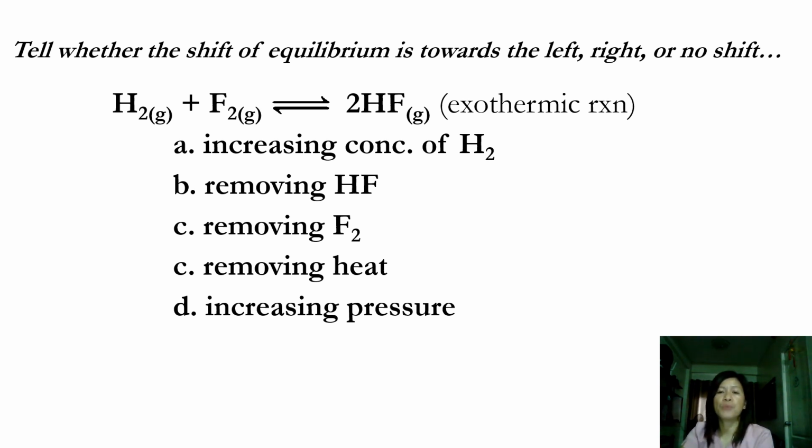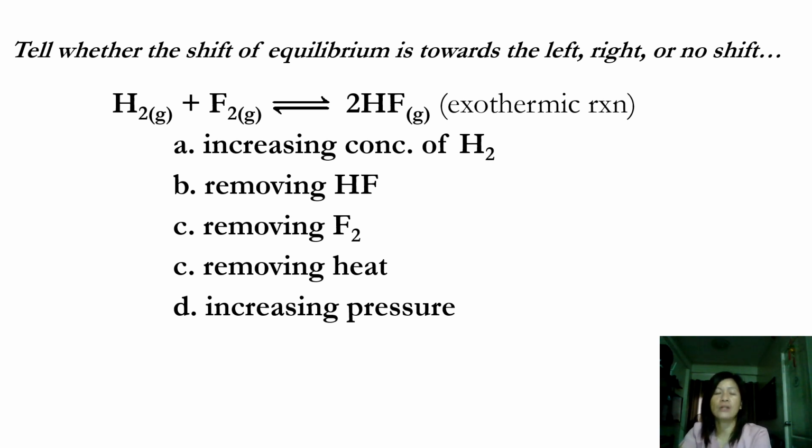Remove product. Let us remove hydrogen fluoride. So if this is the product side, you are removing HF, hydrogen fluoride. So if you remove hydrogen fluoride, the stress is on the reactant side. So to re-establish the equilibrium, it has to shift to the right or towards the product side in order to relieve the stress. So removing HF means shift of equilibrium to the right.